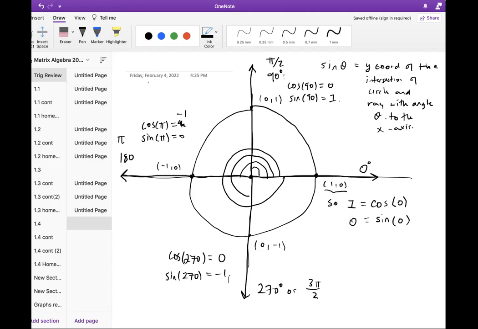All right, does that make sense for those values? There are study sheets out there with these values. It's pretty easy to find. What I'm doing here is just explaining where it all comes from. Cosine of pi is -1 because of how we defined it. It's the x value of the intersection point between the circle and the ray.